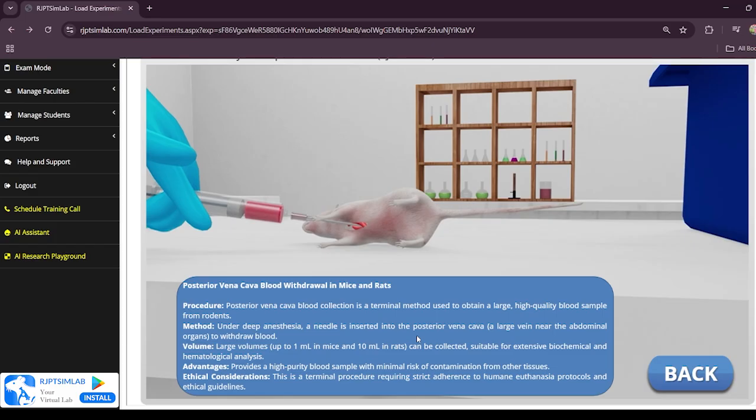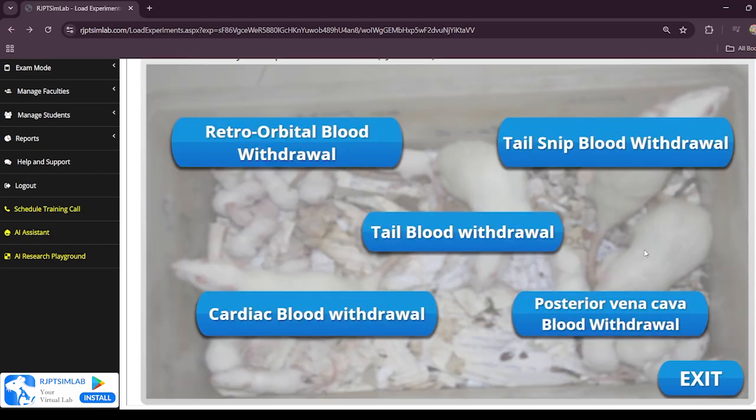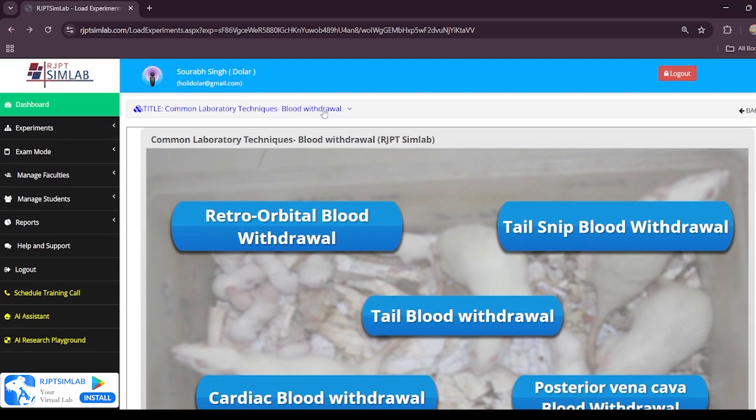The advantage of this technique is that it provides a high purity blood sample with minimal risk of contamination from other tissue. The ethical considerations are that this is a terminal procedure requiring strict adherence to humane euthanasia protocols and ethical guidelines. So now we have discussed all our five different techniques of blood withdrawal. Let's do a quick recap of these techniques.